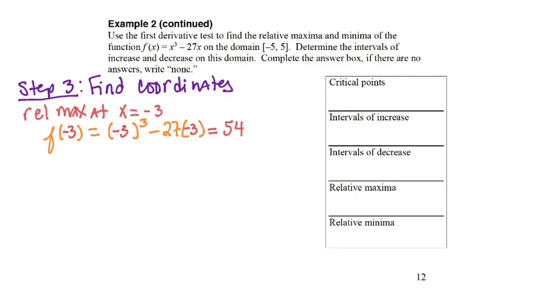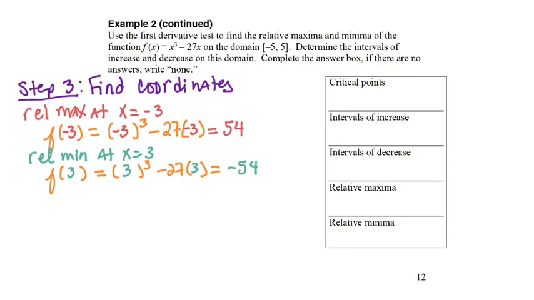I never know if the sign is going to be positive or negative, even though it's a relative maximum, because our whole graph could be below the x-axis and all values could be negative. I also had a relative minimum at x equals 3. So again, going back to the original function of x cubed minus 27x, plugging in a positive 3, I get negative 54. I probably should have found the coordinates of the endpoints at this time, but I forgot about it, so you're going to see it in a minute.